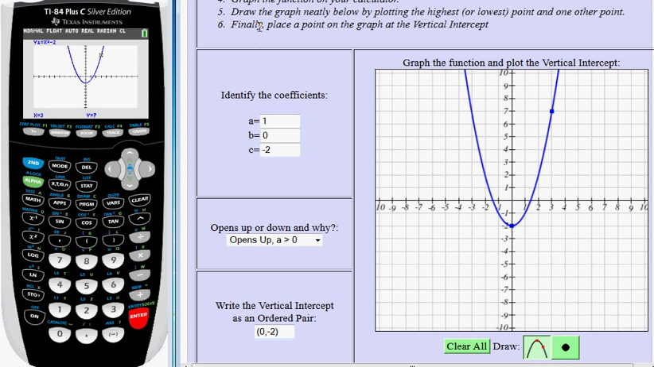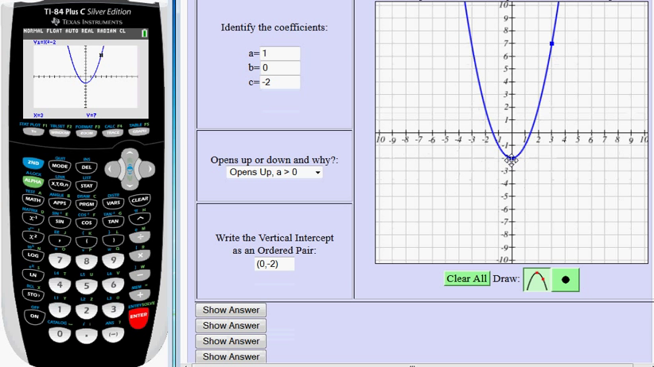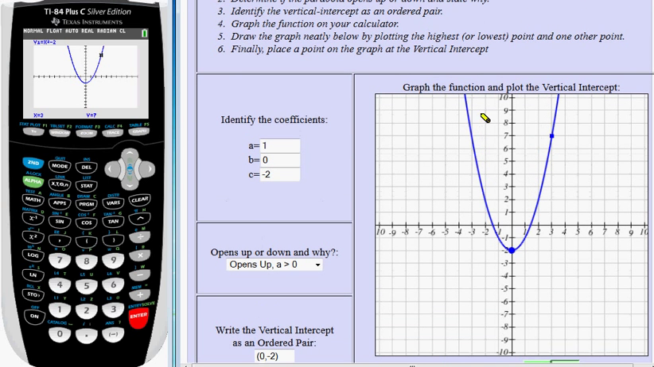Now, be careful, we never did step 6. Step 6 says, finally, place a point on the graph at the vertical intercept. Well, our vertical intercept was right here. You do this plotting of a point by clicking on this icon to plot a point. Simply point and click at the point 0, -2. That's basically how you do the problem. Go back and make sure you did all 6 questions before you submit it.